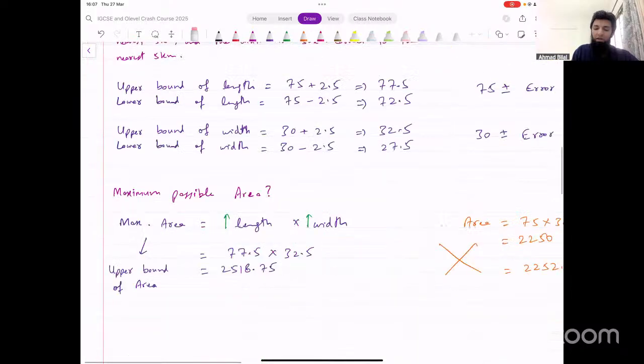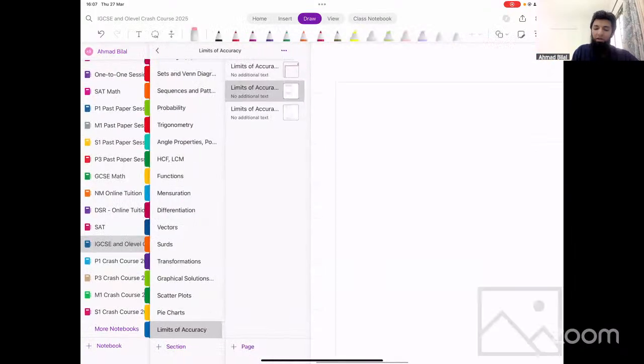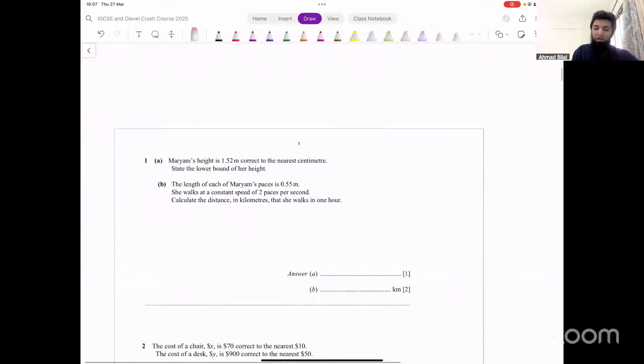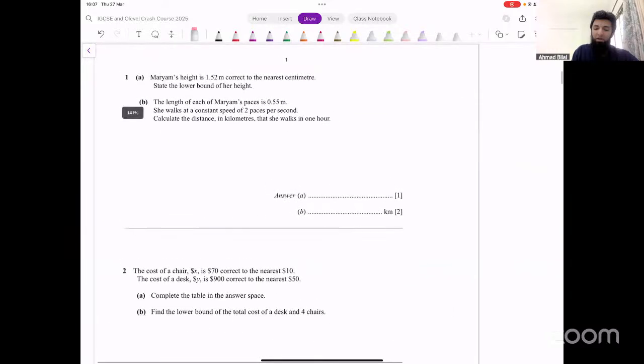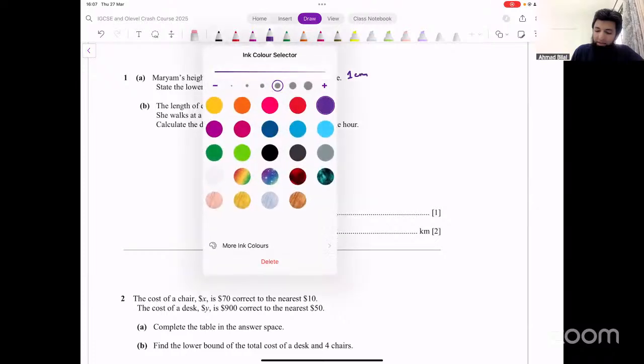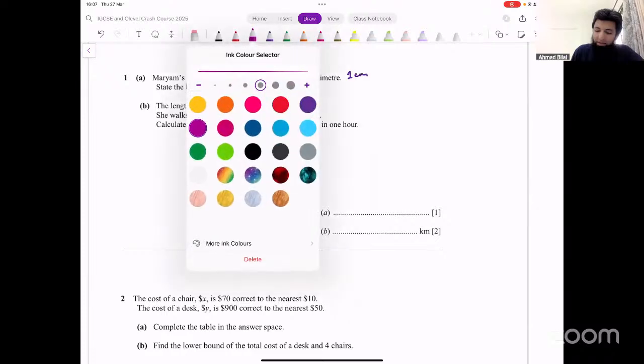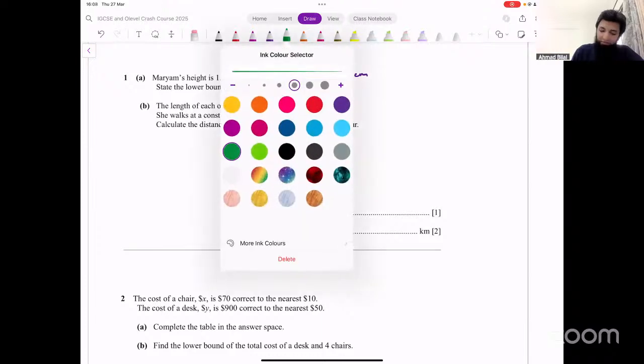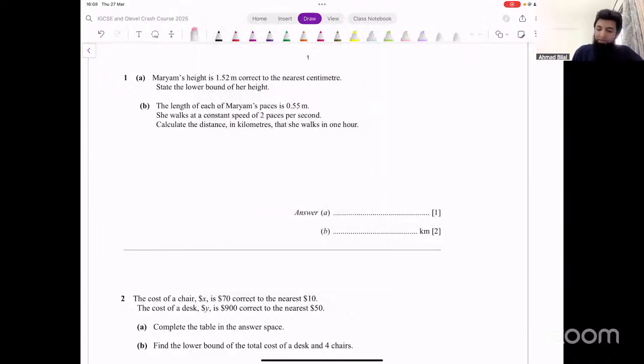All right, now that's the idea. Let's have a look at some questions now to see how this is tested. This is from the non-calculator paper, first of all. Let's have a look at this. It says Mariam's height is 1.52, correct to the nearest centimeter. Nearest centimeter, what does that mean? To the nearest 1 centimeter. That's the accuracy level that you're given in the question, right?